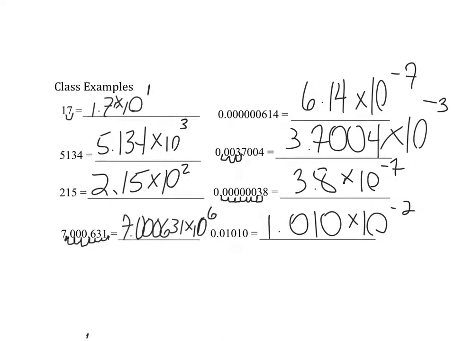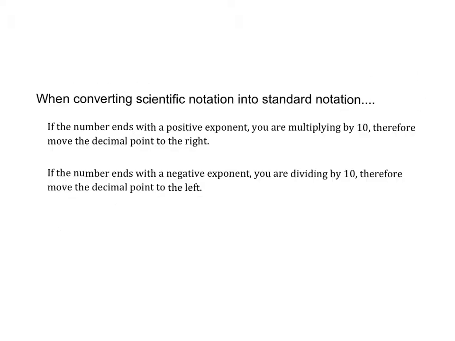Or here are the completed answers so that you can now check for yourself. So everything that we've been doing up to this point, we've been converting standard notation into scientific notation. But you're going to have to be able to go both ways, both standard into scientific, but you're also going to have to go scientific back into standard. So effectively, we're going to be doing the same thing that we were doing. We're just going to be doing it backwards.